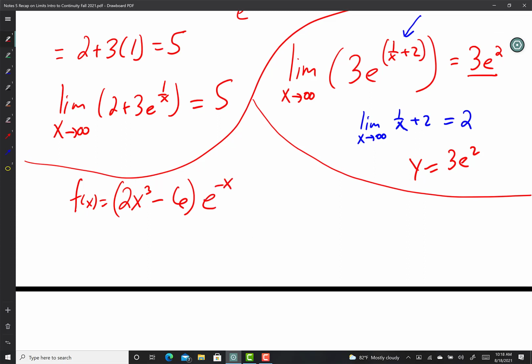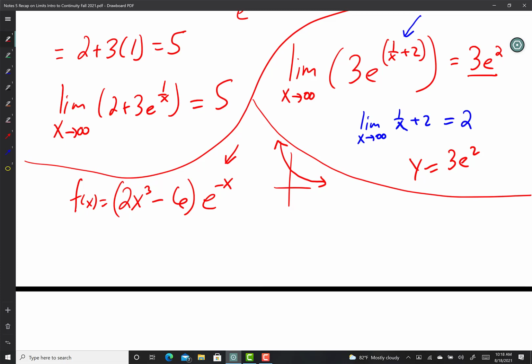You guys ready for this one? This one says I want my horizontal asymptotes. So I want to check both behaviors, negative infinity and positive infinity. Before I continue, does everyone know what e to the negative x looks like? Let me show you what that graph looks like. E to the negative x looks like this. Cool? Yay or nay? All right, so now, let's see.